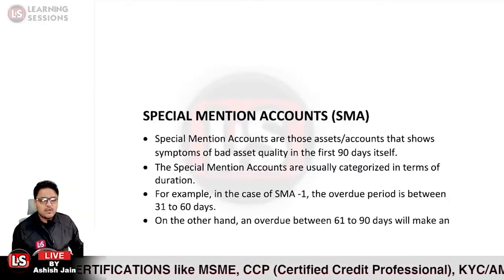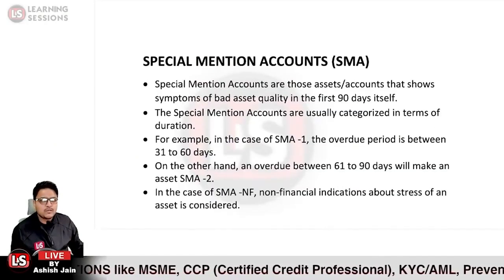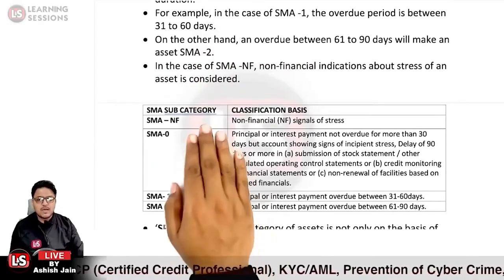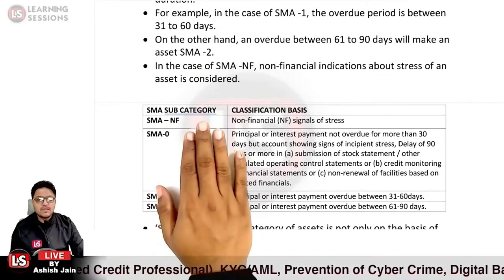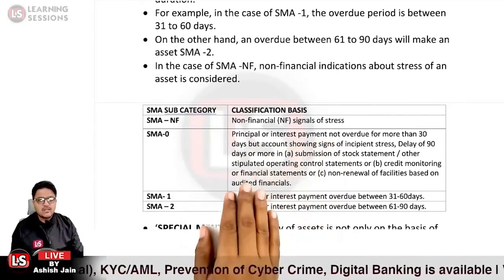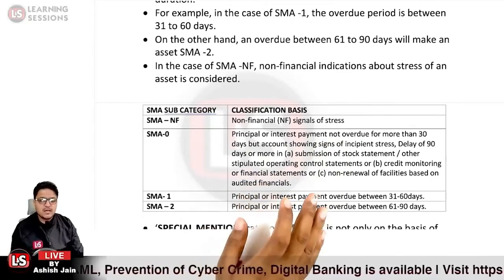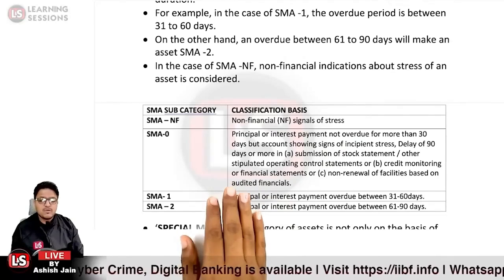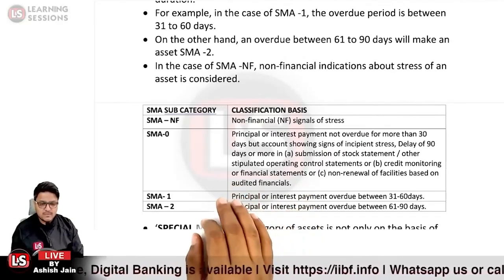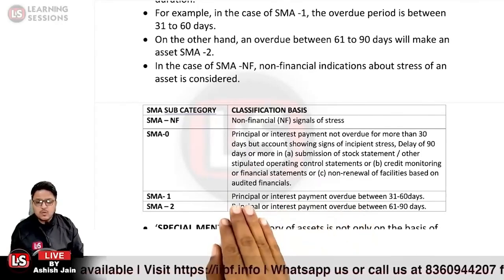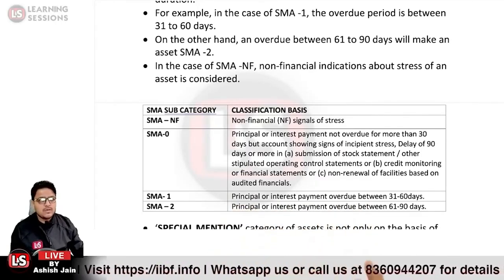So it is related to special mention accounts. I already told you that three categories are there related to financial reasons, that is SMA 0, SMA 1 and SMA 2. And further, SMA NF is related to non-financial signals of stress. SMA 0 ranges from 1 day to 30 days, SMA 1 from 31 to 60 days, and SMA 2 from 61 days to 90 days.